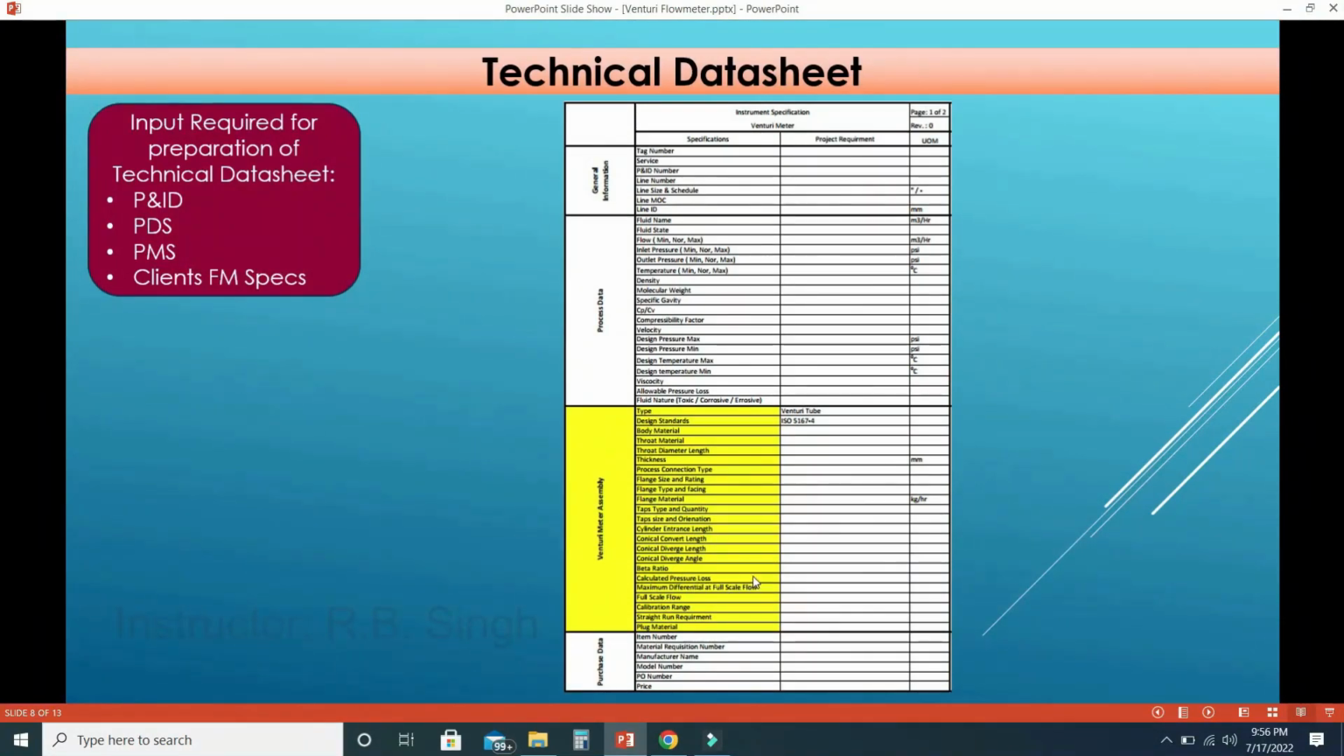Beta ratio is also part of calculations. Calculated pressure loss is also part of calculations, and maximum differential at full scale is also part of calculation.